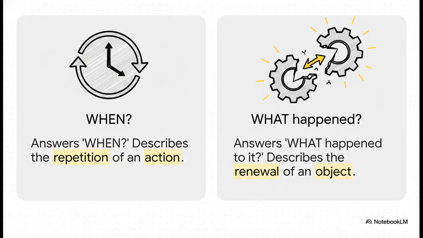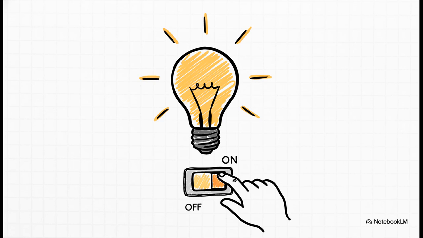Okay, let's put them head to head, because this is where it all clicks. Erneut answers the question, when did the action happen again? But erneuert answers a totally different question. What happened to the object? It's action versus object. That is the whole game right there. Now, I know theory is one thing, but how do you remember this when you're actually trying to speak German, right? Well, don't worry, I've got you. I'm about to give you the one shortcut you need. This is going to make it all fall into place so you never have to guess again.